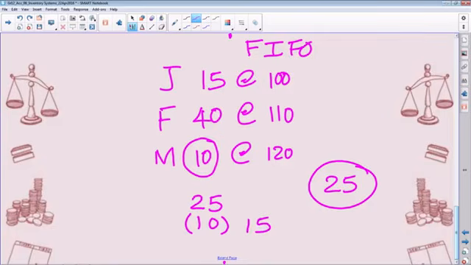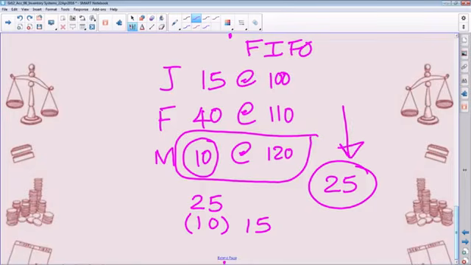Right, so these units are definitely left over because they were bought last. Do you see that? Now, because they're insufficient to cover the number of units which we require, which is 25 units, what do we have to do? We now have to go up. Remember, bottom up.